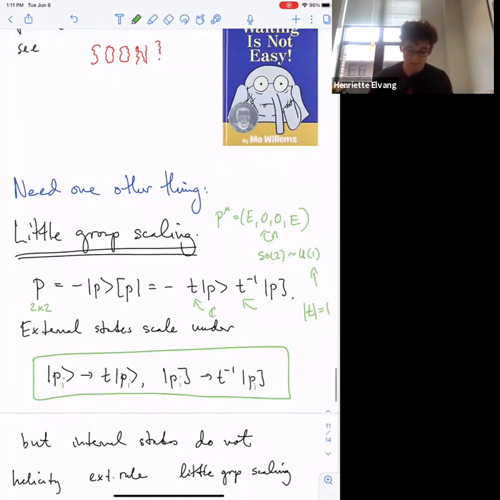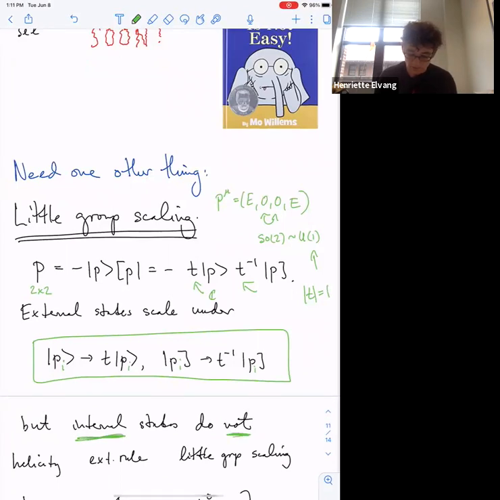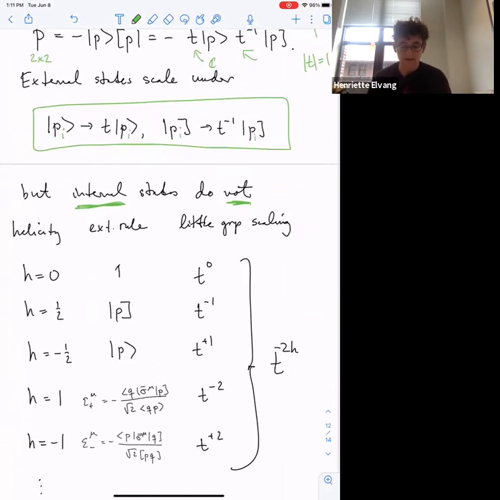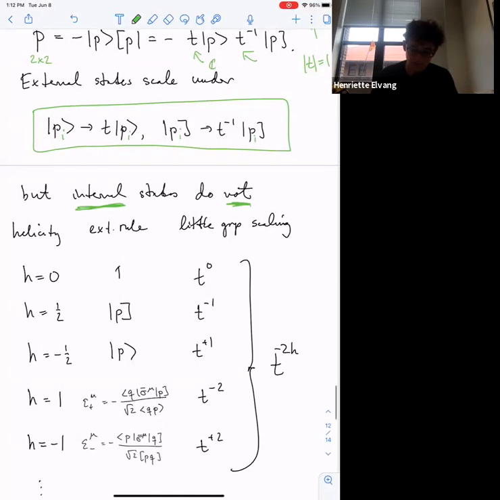But the internal states of the amplitude do not change, because they just depend on momenta, and momenta are explicitly invariant. But the external states have wave functions, like the fermions' angle and square brackets, that will change when I scale them. In particular, I could go through this list and check, for a given helicity, how does the external wave function of that particle change with little group scaling? For a scalar, it doesn't change at all. You get t to the 0. For an external positive helicity fermion, it will scale with t to the -1, and oppositely for the negative helicity one.